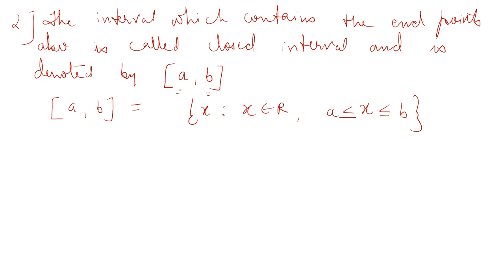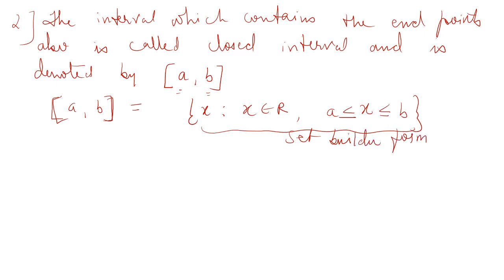Once again, this is a closed interval. Whenever you read a closed interval, you have to read it in this way also. Closed interval A comma B, that means including A and B. And this is the set builder form. We call it a set builder form.